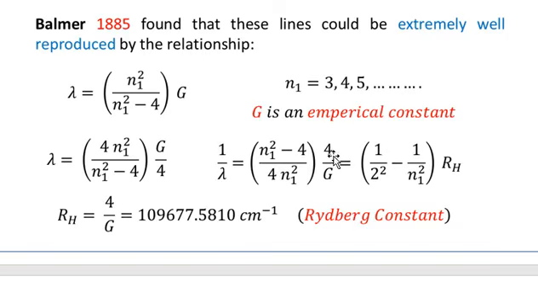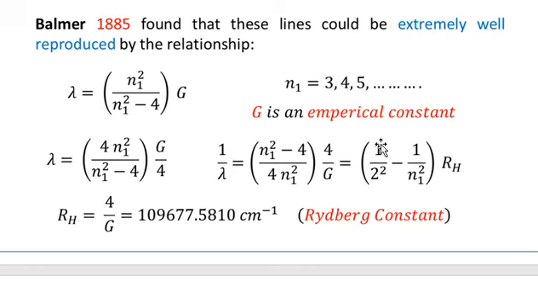Now you see that in this formula, you can replace 4 over G by a new constant called RH, and RH is called the Rydberg constant. If you divide n1 square by 4 n1 square, you will get 1 over 4, and 1 over 4 can be represented as 1 over the square of 2. And if you divide 4 by 4 n1 square, you are left with 1 over n1 square. So 1 over lambda is equal to 1 over the square of 2 minus 1 over the square of n1, and then this parenthesis is multiplied by RH, the Rydberg constant. So this formula is the present form.